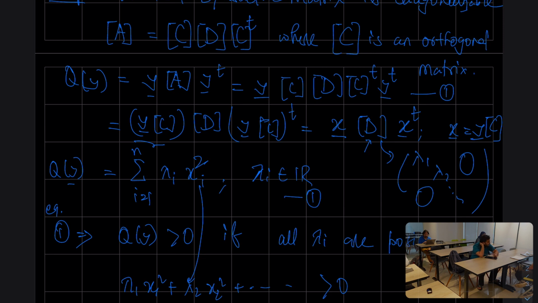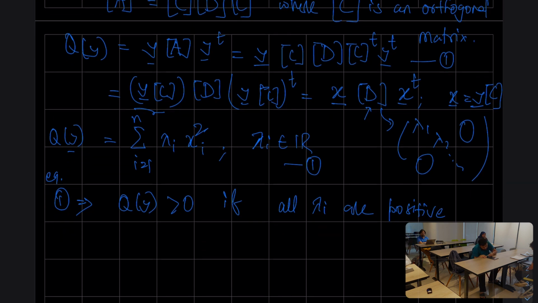There is a chance that Q could be positive. But you can guarantee, undoubtedly, that Q is positive if all the lambdas are positive. That was the point. We're stating that: if all lambda are positive.